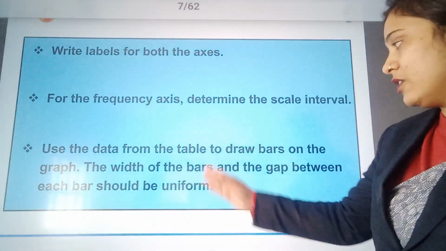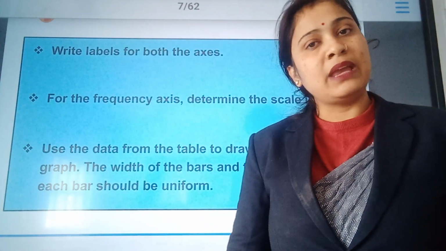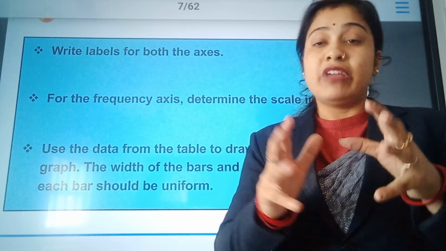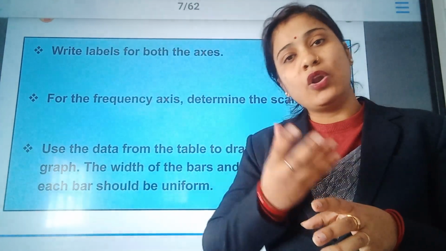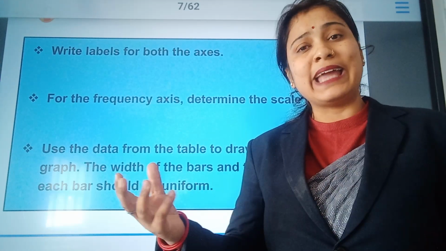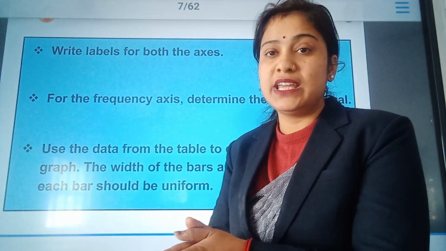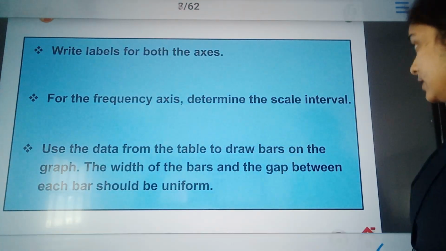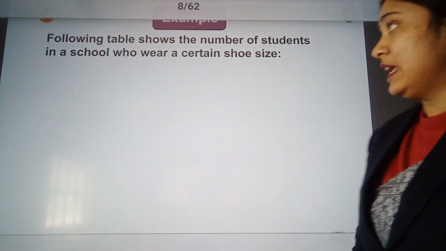Okay, now use the data from the table, and by using the same data, we have to represent the bar graph. We have to keep one thing in mind: along the x-axis, whatever the width or the gap between the two bars we are taking, that should be the same, or that should be uniform. All right. Then let us have an example.